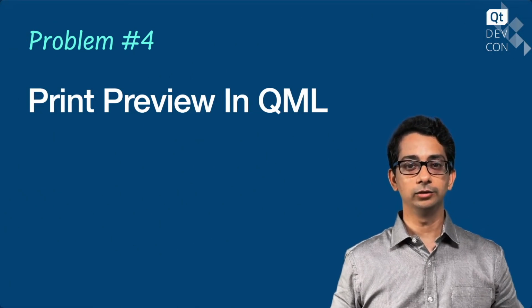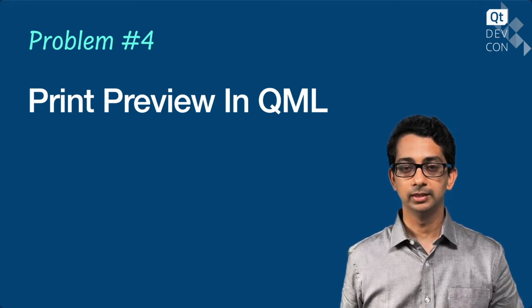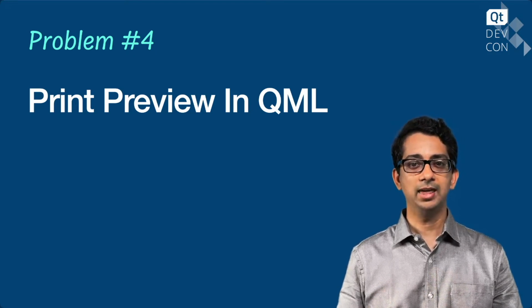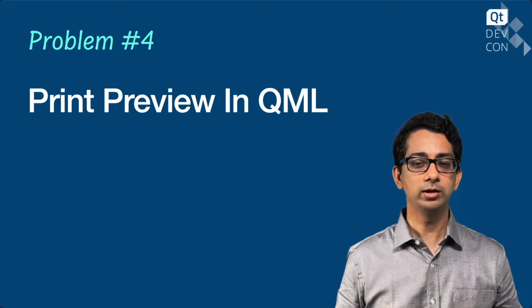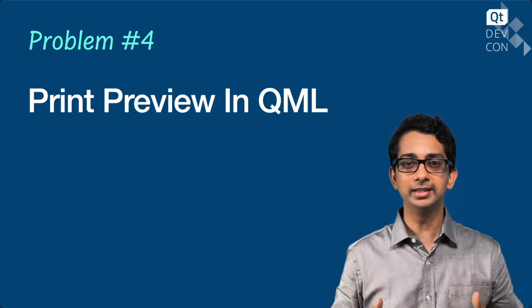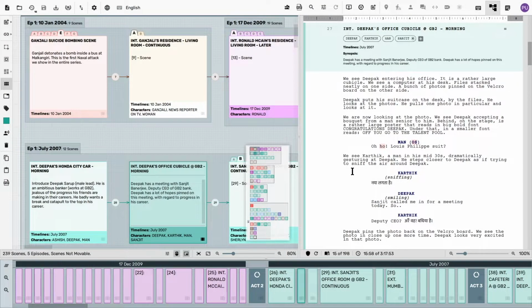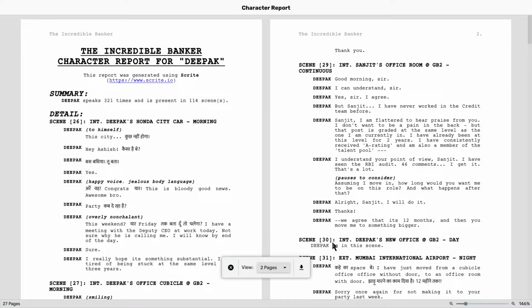Scrite allows writers to generate reports and take an output of the entire screenplay itself. Internally, these documents are created using QTextDocument and then they're saved into a PDF file. But users wanted to preview these PDF files within the app before saving them to the disk. Scrite offers print preview for all the documents that can be exported to PDF. For example, here I extract a character report for one of the characters in my story. The report is previewed within the app.